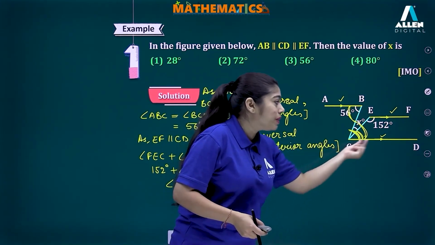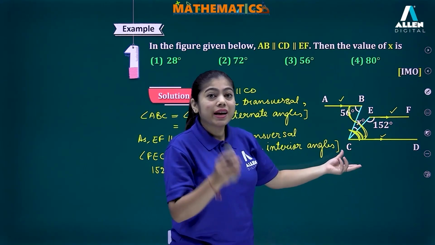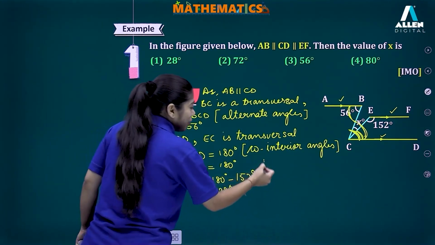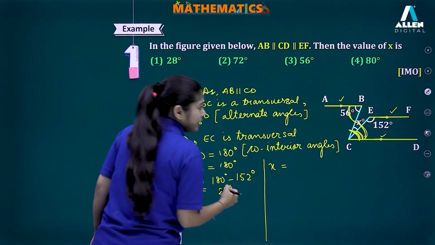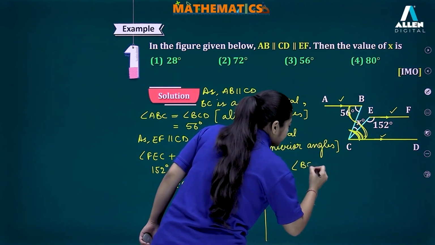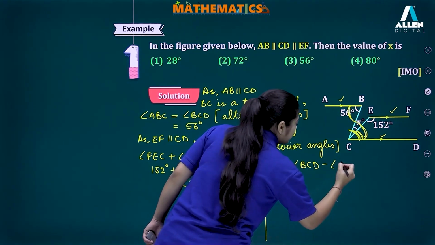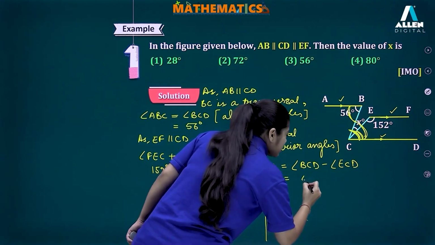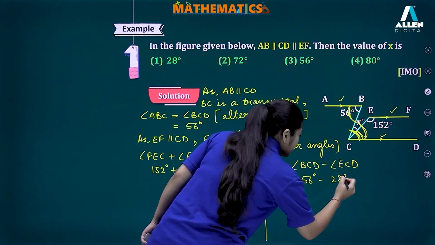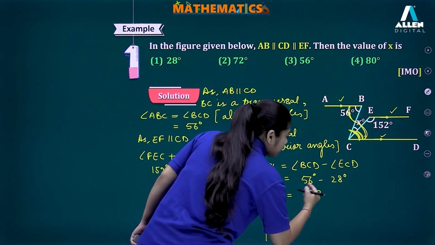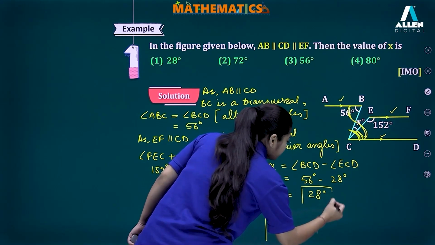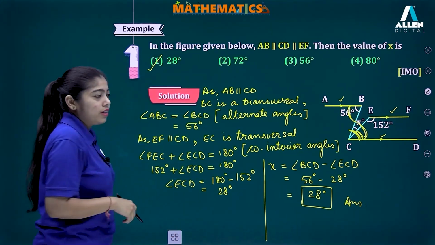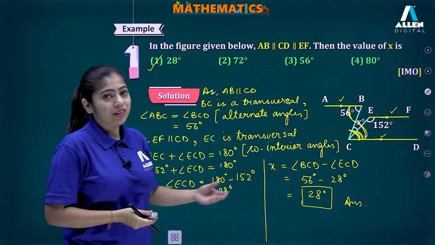X will be equal to the complete angle BCD. Yes, from the complete angle BCD we are going to subtract angle ECD, right? So for finding the value of x, we can easily write angle BCD minus angle ECD. Putting the values, we already know the values over here. It is 56 degrees minus 28 degrees. Solving it, 16 minus 8 is 8 and 4 minus 2 is 2. So here we have got the final answer as 28 degrees, which is option number 1. So this is how, class, we can easily find out the answer.